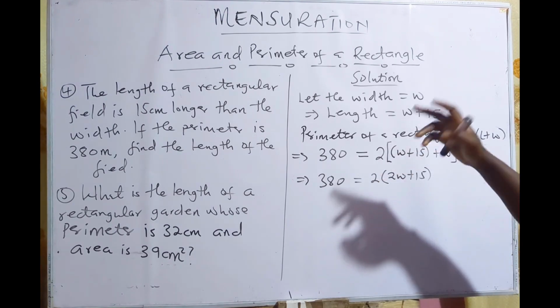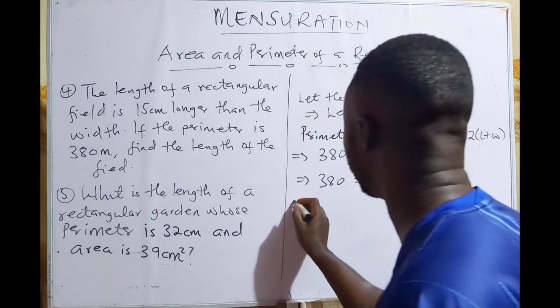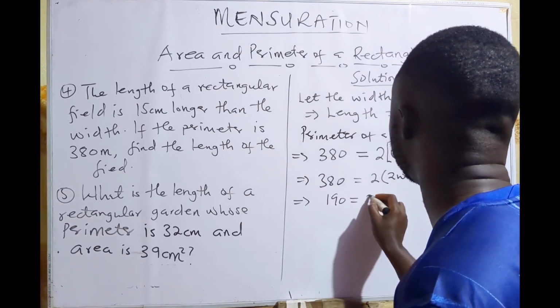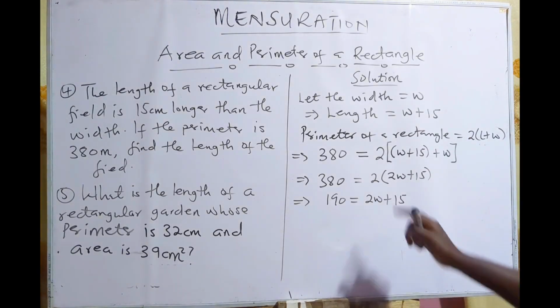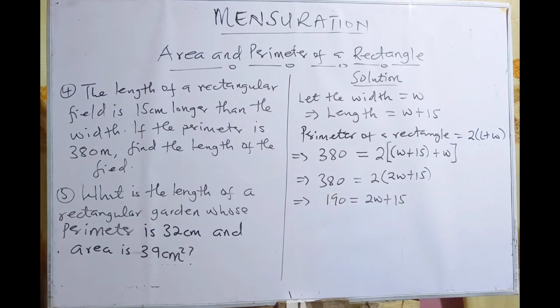So let's divide through by 2. So 380 divided by 2 will give us 190. Okay, so if I divide by 2, that will give me 190 to be equal to 2W plus 15. So here the 2 cancels out, and 380 divided by 2 is 190. So that now we can find the width.